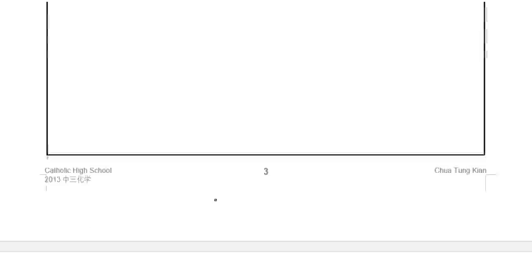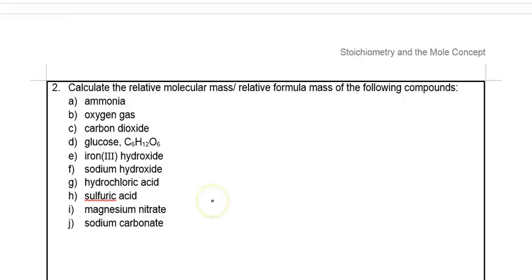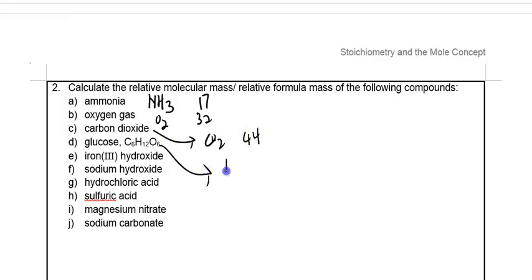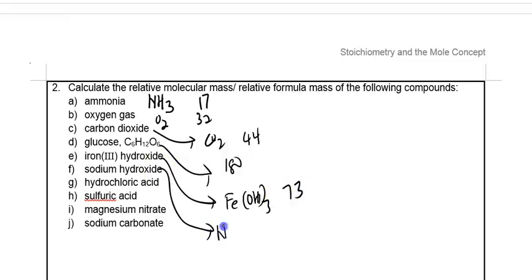Do likewise for question 2A to 2J, and if you calculate them correctly, you should have the following answers. Ammonia, NH3, should be 17. Oxygen gas, O2, should be 32. Carbon dioxide, CO2, you should get 44. Glucose, you should have 180. Iron 3 hydroxide, Fe(OH)3, you should get 73. Sodium hydroxide, NaOH, you should get 40. Hydrochloric acid, HCl, you should get 36.5.